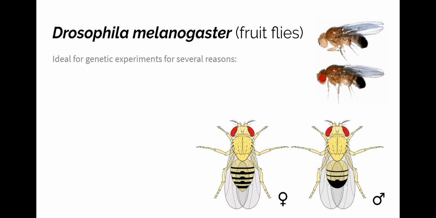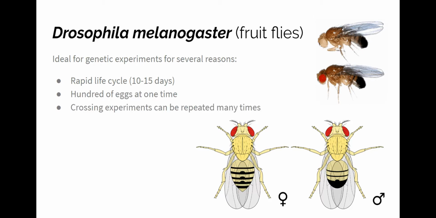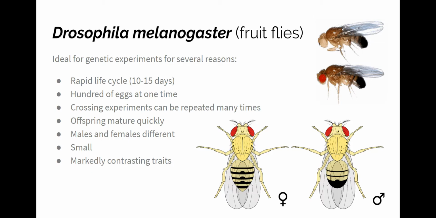The fruit fly is a very useful little insect to use in genetic experiments because of a couple things. It has a very rapid life cycle. It lays lots and lots of eggs at once. You can cross them and have multiple breeding times at any time in their life cycle. They mature very quickly, and the key part here is that males and females are different, meaning they have very different markings, and they only have very few chromosomes. Therefore, it's really easy to understand what chromosomes are linked to what traits because there's so little of them.